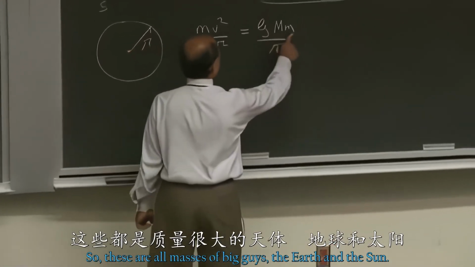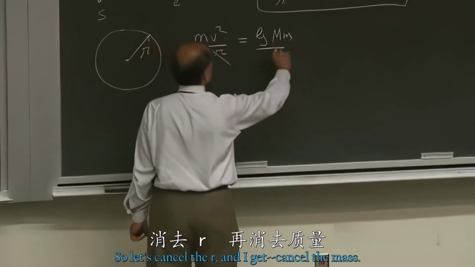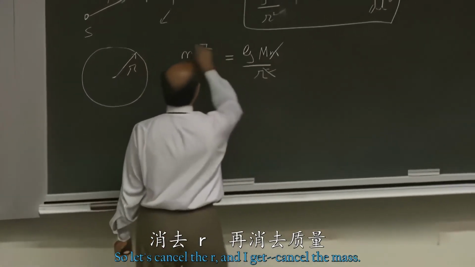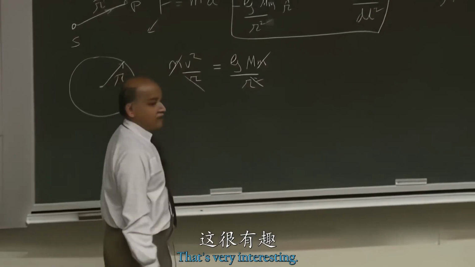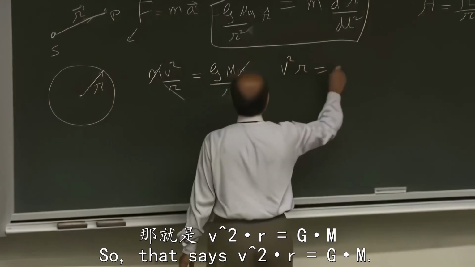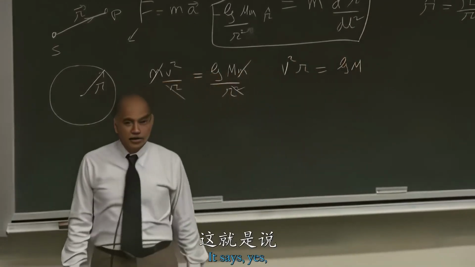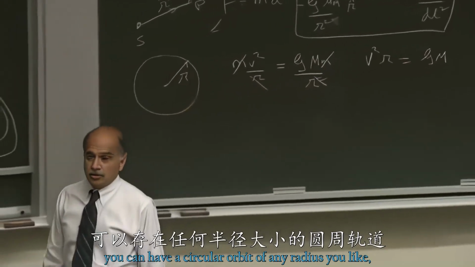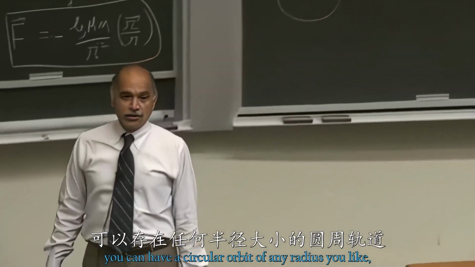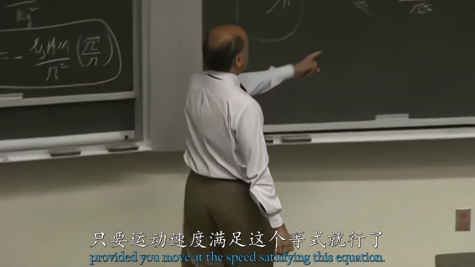So these are all masses of big guys, the Earth and the sun. So let's cancel the r, and cancel the mass. That's very interesting. So that says v squared r equals GM. It says, yes, you can have a circular orbit at any radius you like, provided you move at a speed satisfying this equation.